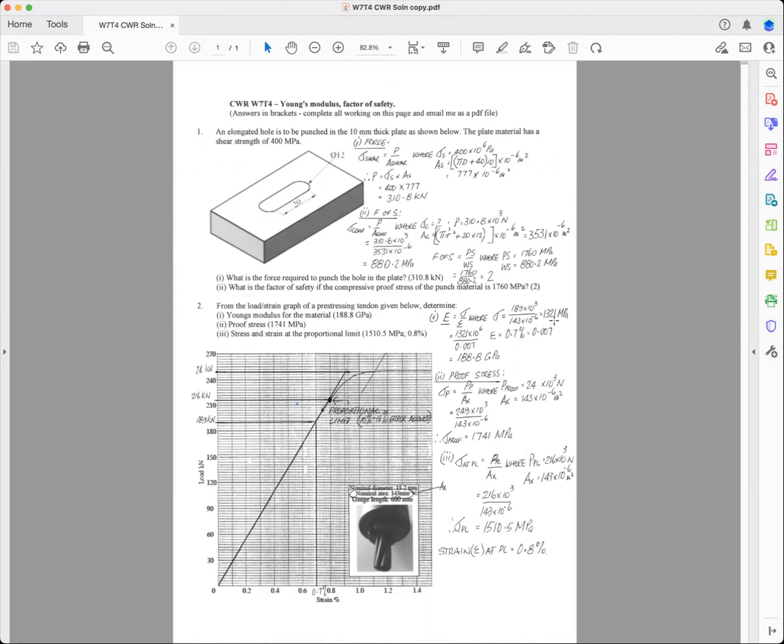So that's the stress. And so we've worked out the stress there, 1321 megapascals, which is fairly high stress, divided by 0.007, not 0.7. There, it's got to be worked out numerically. And you get 188.8 gigapascals, which is what we've got there. So that's Young's modulus. Now, the next thing I've got to explain is proof stress.